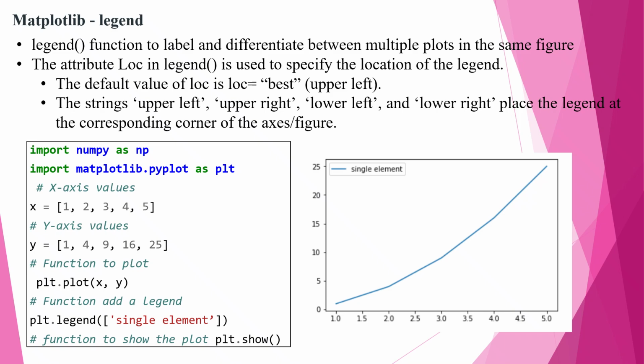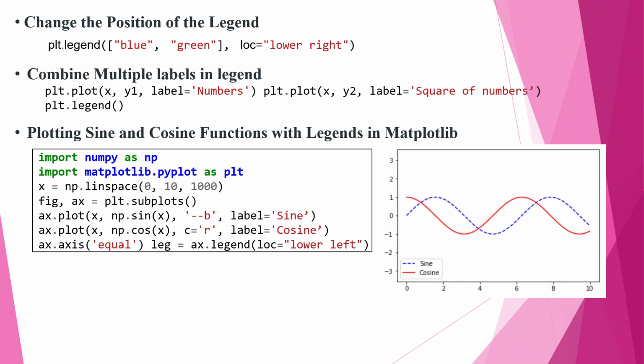This helps in identifying what the plotted data represents, especially when multiple lines are present in the same graph. The position of the legend can also be adjusted using the loc parameter, although by default it is placed in the best possible location. Finally, plt.show is used to display the plot. Using legends makes the visualization more informative and easier to interpret.